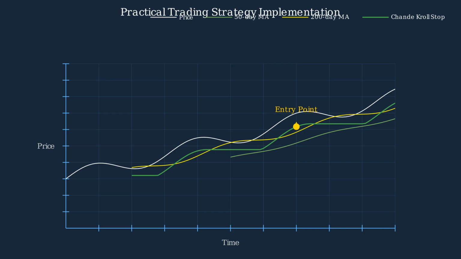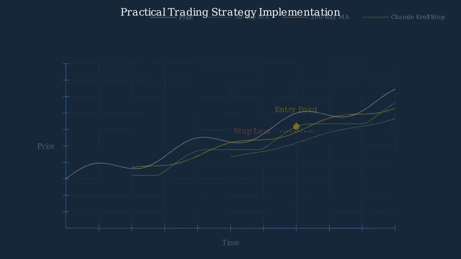When price bounces off this line in the direction of the trend, it creates an entry opportunity. We place our stop loss slightly below the Chande Kroll Stop line. This provides some buffer to avoid premature exits due to minor price fluctuations. Now let's see how we trail our stop as the indicator adjusts.